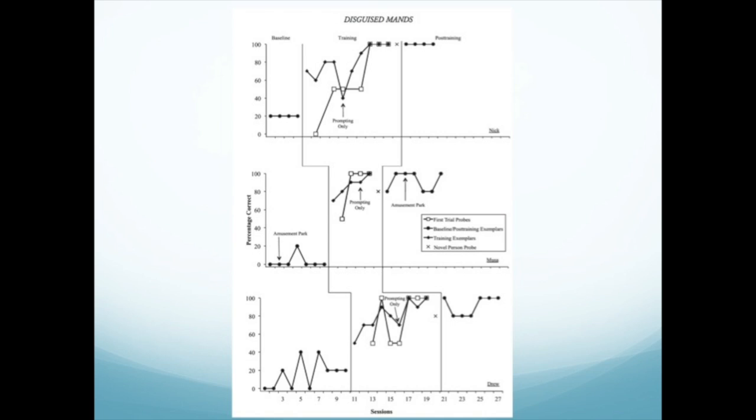park. During baseline, Drew responded correctly during 0 to 40% of trials in all sessions. During training, there was an immediate increase in correct responding to training exemplars and first trial generalization probes. The mastery criterion was met in 9 sessions after 12 exemplars were trained. During the novel person probe and post-training sessions, Drew responded with 80% or greater accuracy.